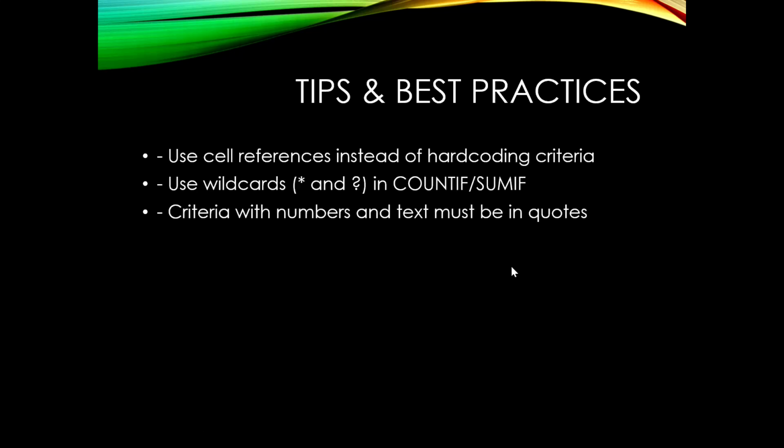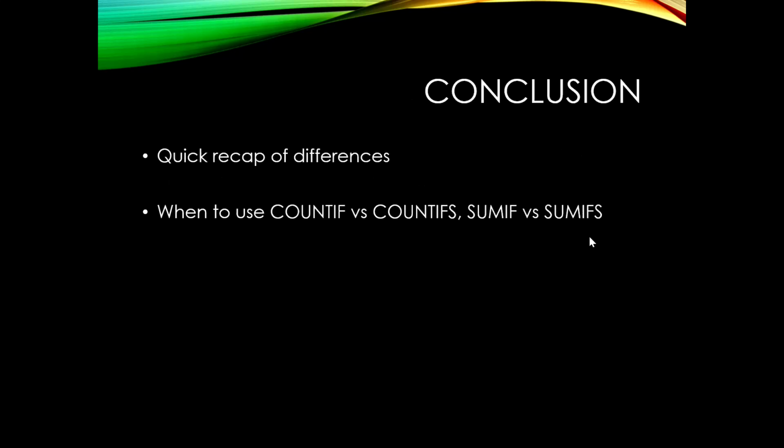Tips and best practices: use cell references instead of hard-coding criteria. Use wildcards like asterisk and question mark, which work in COUNTIF and SUMIFS. Text in criteria must be in quotation marks. Once you define the criteria, it is most probably a string value, so we have to use double quotation marks. For example, if I'm looking for the name of a student, any text, you have to put double quotation marks. Conclusion: a quick recap of the difference between COUNTIF and COUNTIFS, SUMIF and SUMIFS.